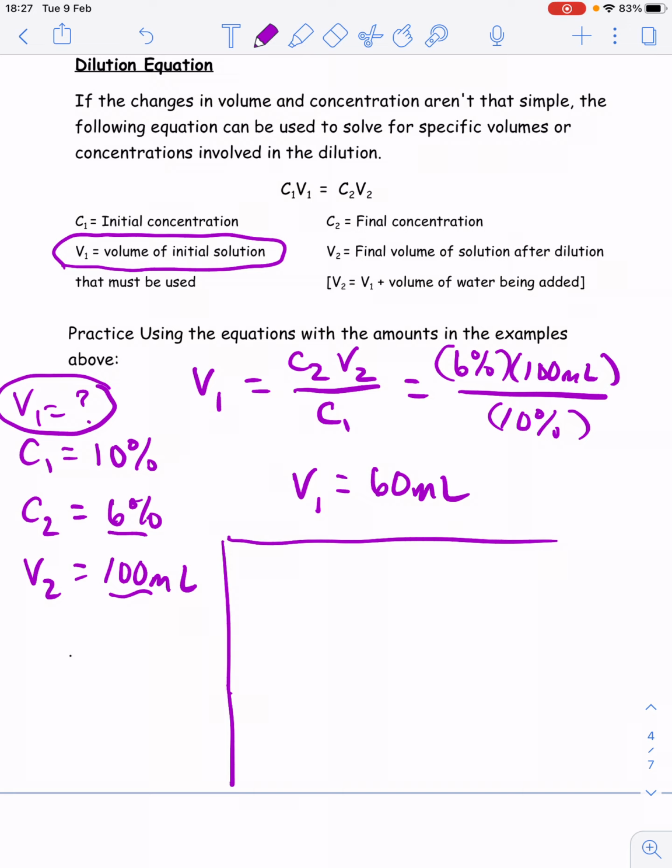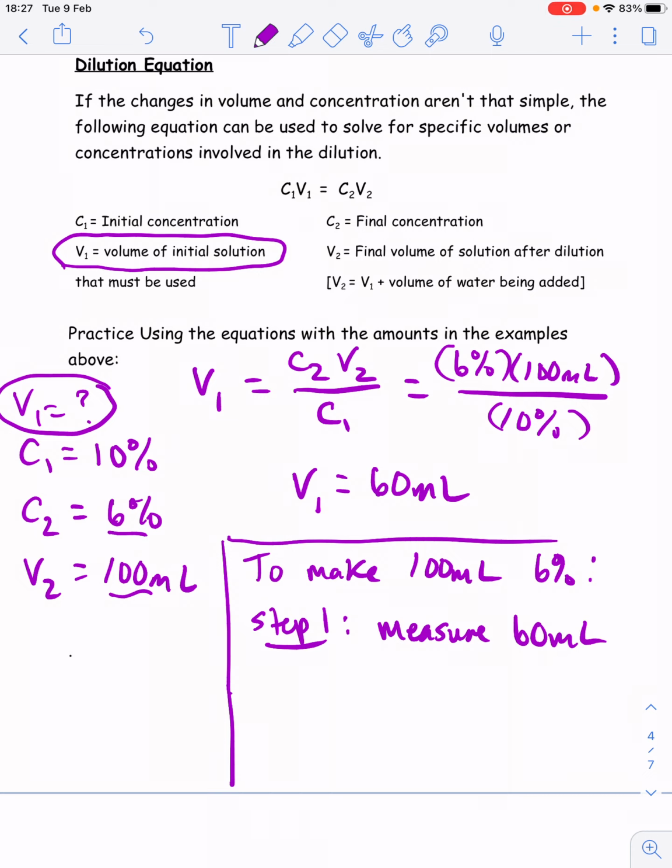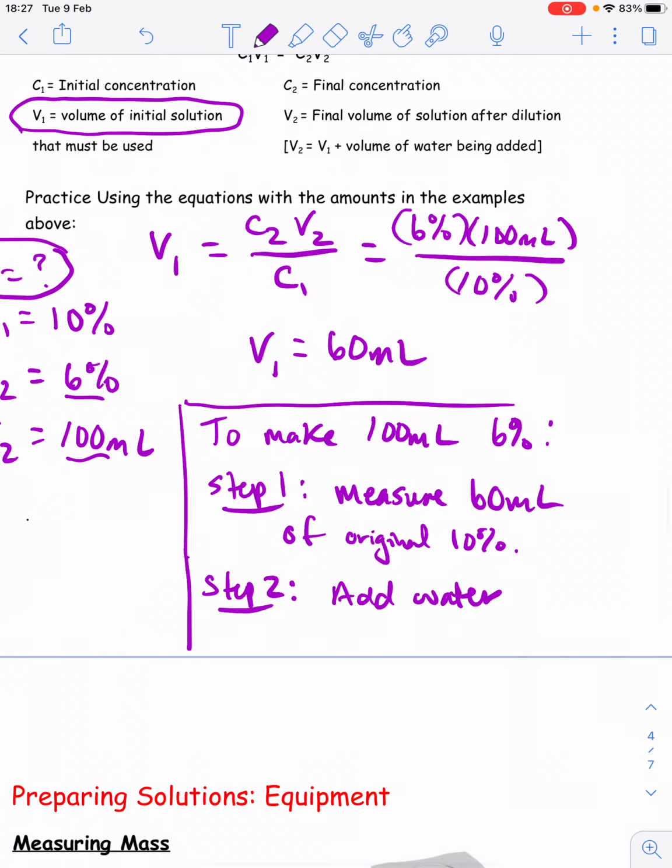That means if I wanted to make 100 mL of a 6% solution, step 1 is measure the 60 mLs of the original 10% solution. And then step 2 is add water, assuming water is your solvent, until you get your final volume. Our final volume here we decided was 100 mLs. So add water until the total volume is 100 mL.